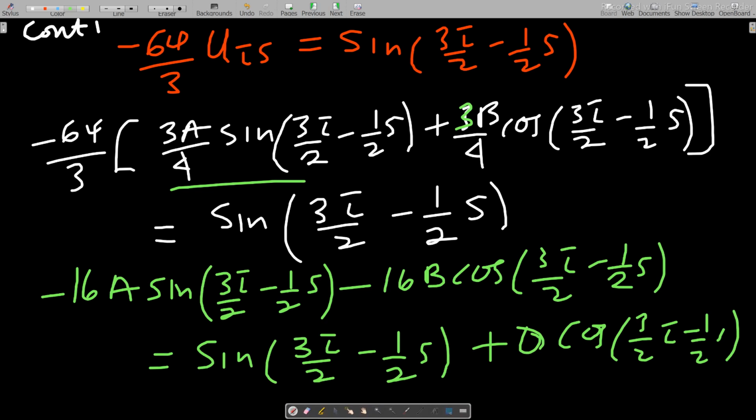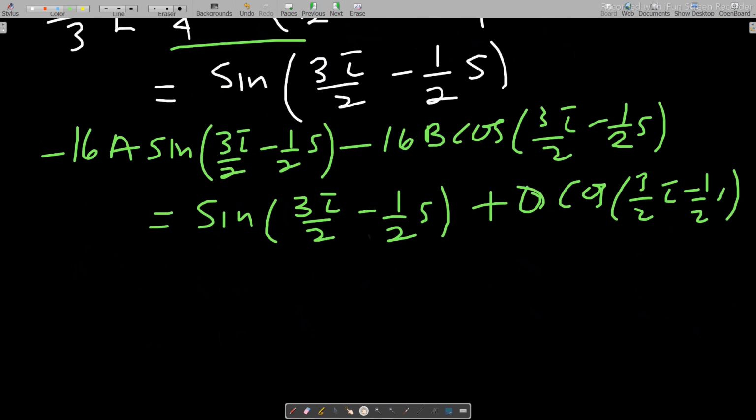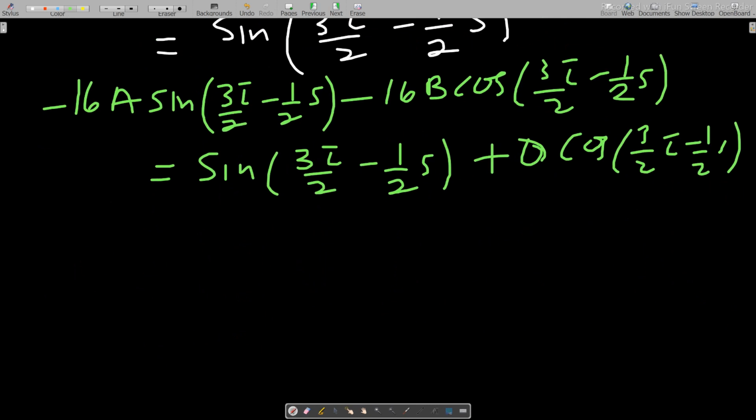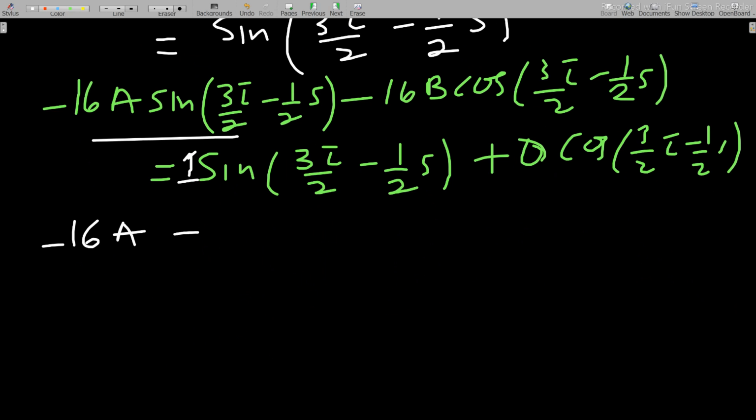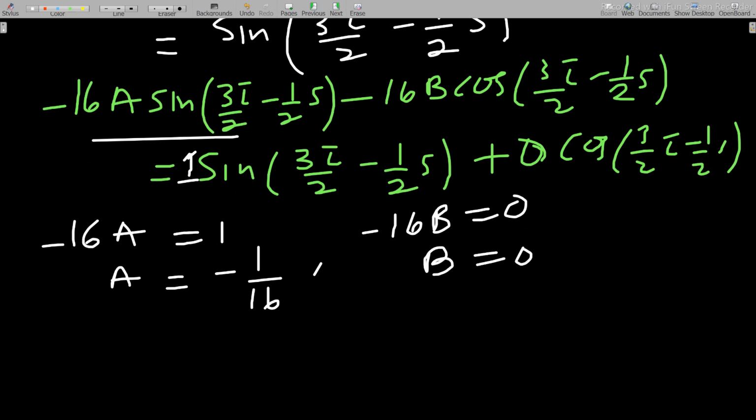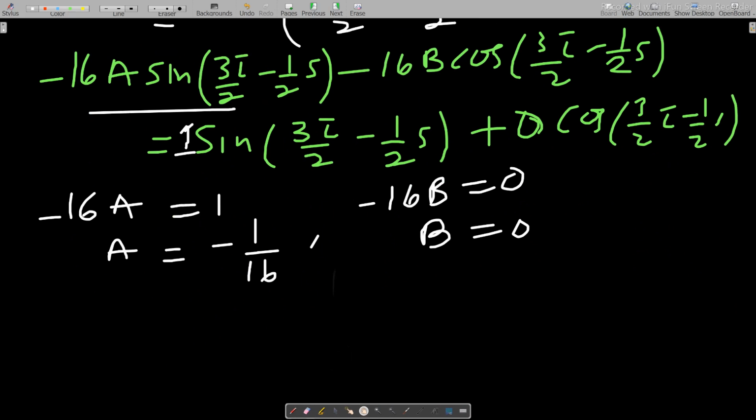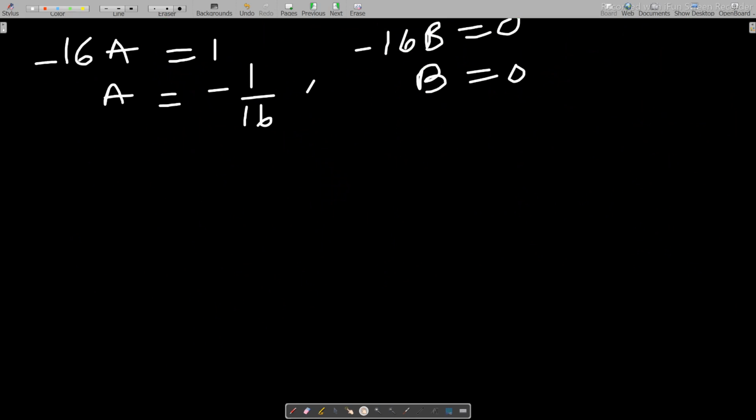Now we have to compare coefficients. With the comparison, you could see that the coefficient of sine at the left side of the equation should be equal to the coefficient of sine at the right side, and the coefficient of sine is 1 at the right side. So minus 16a should be equal to 1, and a is equal to negative 1 over 16. Now with b, minus 16b should be equal to 0, and b is equal to 0. We are just finding a and b, so since we've been able to find a and b, we are done.